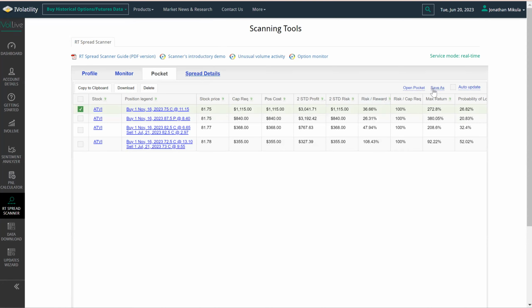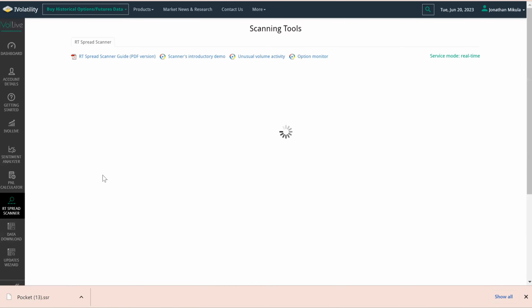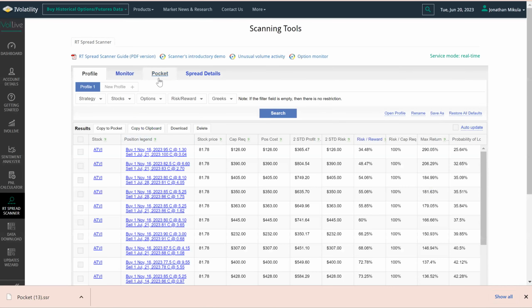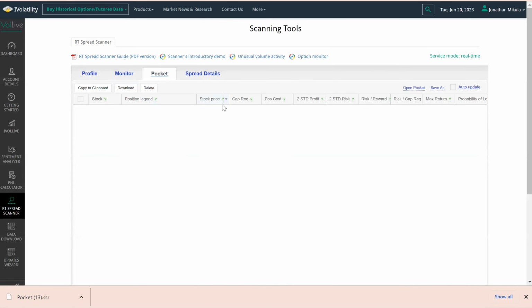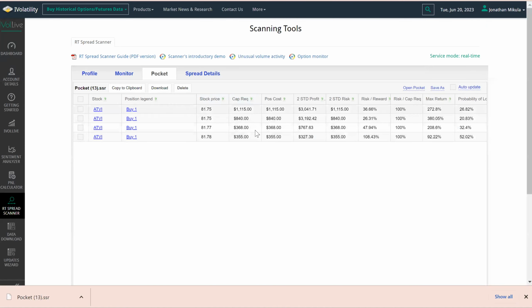You can also save this pocket. And what's great about this is, let's say you have to step away for lunch or a meeting or whatever, you have to drive home and you want to pull this up when you get back to your home office. Let's say you're in a brand new session, you just log in right when you get home. You can pull up a pocket that's going to be blank. You say, oh man, I just lost all that work I did this morning. All you need to do is hit open pocket, and then you come to downloads, pocket, and here we are. Those are the same 4 that we just evaluated and found interesting using our real-time spread scanner.